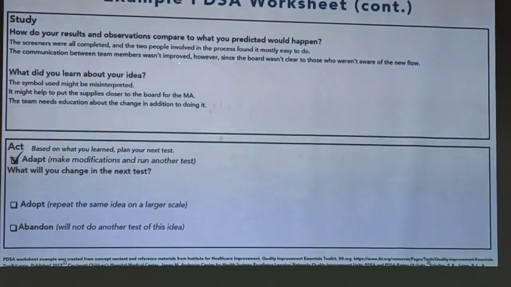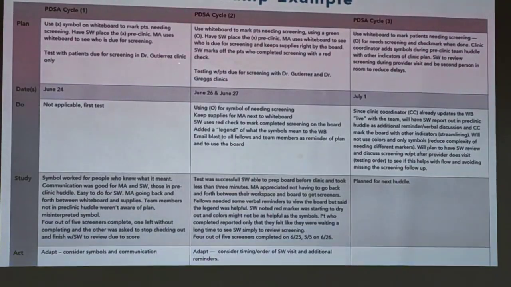So there are all these things, and as you come to the end, you decide: are we going to adapt it, make a change, which is what they did here? Are we going to adopt it? It's now working really well. We're going to keep this as part of our standard, or it just didn't do what we wanted. We're abandoning it. Let's move on to a different idea. Okay? And then you keep doing these PDSA cycles, and that's what becomes what we call a PDSA ramp.